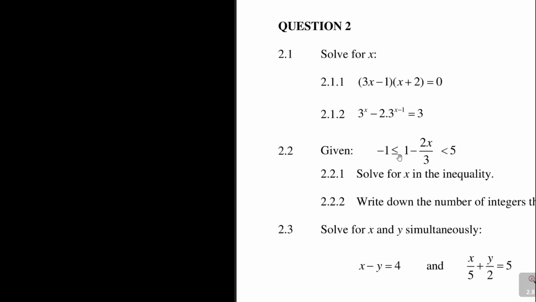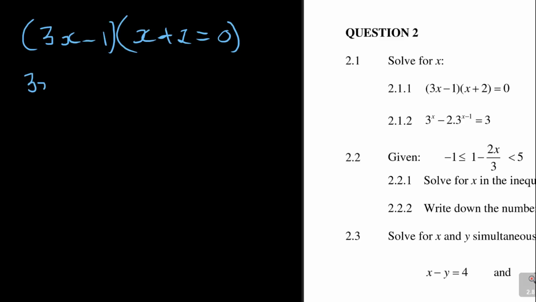Now we're in equations. Question 2. Question 2 is not going to be difficult. I'm just going to be doing it quickly. So for x, they gave you this one: 3x minus 1 and x plus 2, this is equal to 0. Guys, already it's done. Don't be tempted to open the bracket. They have factorized it for you. You say either 3x minus 1 is equal to 0 or x plus 2 is equal to 0.